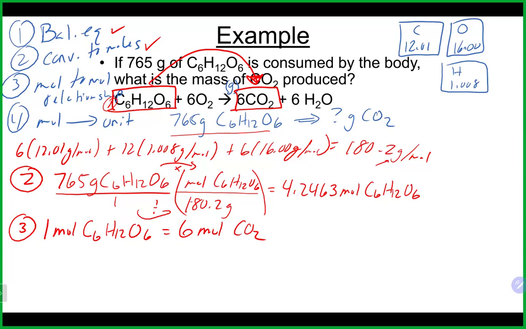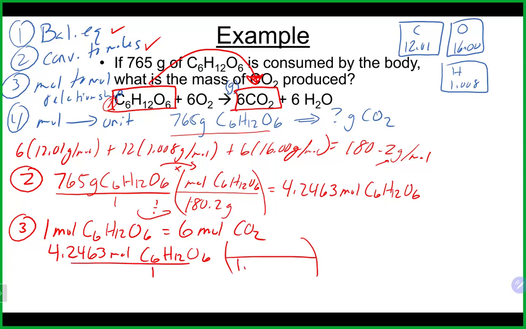So taking the number that we left off with in the previous step, 4.2463 moles of C6H12O6. Again, opposite cancel. So moles of the C6 is up on top. That means it needs to go in the opposite location to cancel. And that would put our 6 moles of CO2 up on top. Again, multiplying and dividing. So we're basically going to multiply here by 6 in this case. And that is going to get me about 25.4779 moles of CO2.